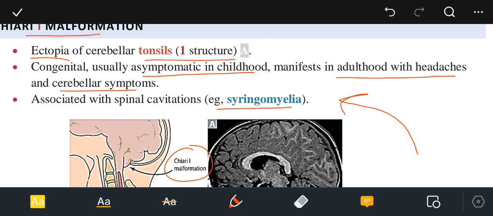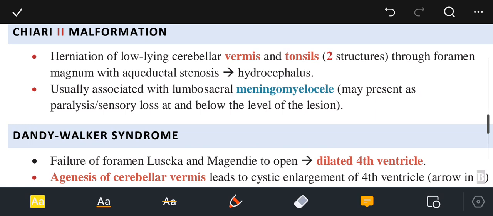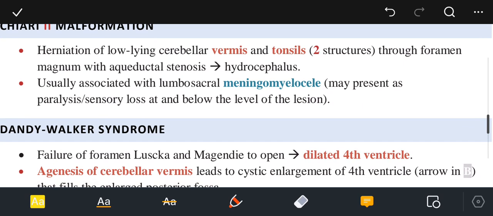So Chiari 1 malformation, then we have Chiari 2 malformation, herniation of low-lying cerebellar vermis and tonsil. Now there is herniation of two structures through the foramen magnum with aqueductal stenosis, and that aqueductal stenosis will result in hydrocephalus. As we have previously discussed, when there are two structures coming out of the foramen magnum, they will cause the stenosis of the cerebral aqueduct.